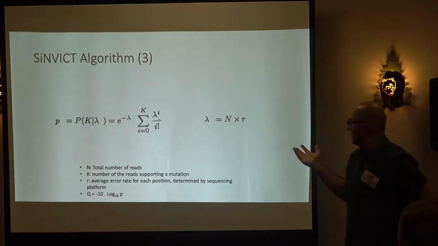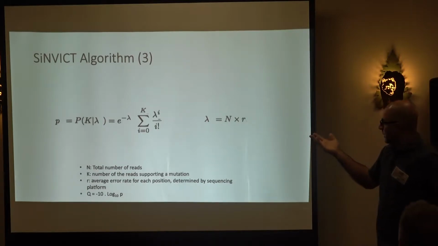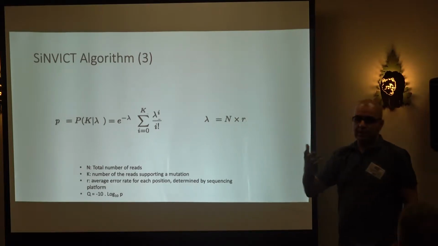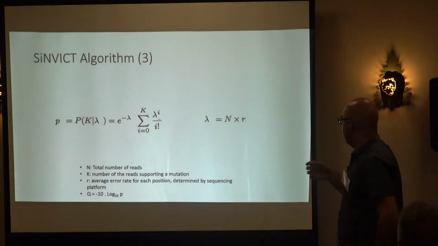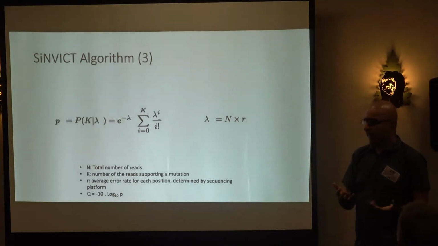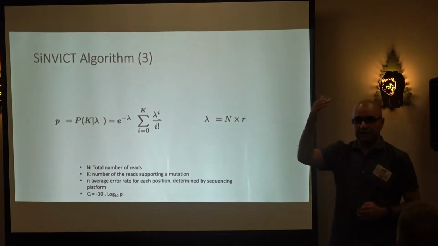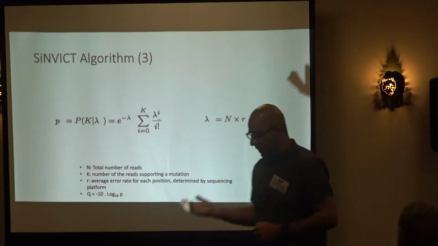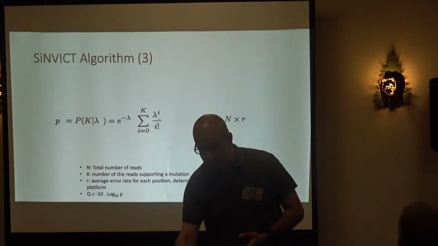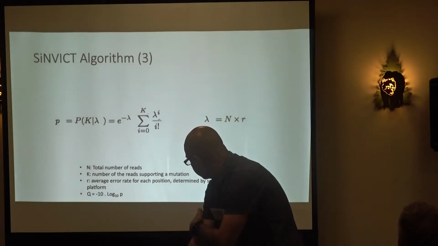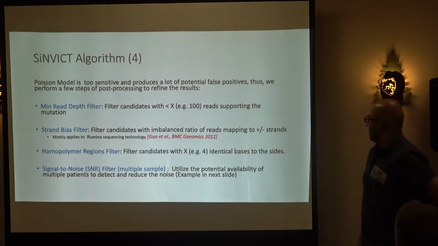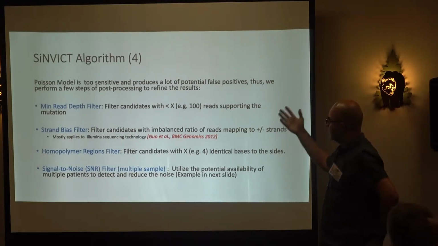For this one, we use a very simple model. We modeled the mutation as a Poisson distribution, where K is the number of reads experiencing the mutation, R is the average error rate for each position coming from the platform, and N is the total number of reads covering that region. Based on that, we obtain a probability that this mutation is real and not an error, and we provide a confidence score, which is a Phred-type score.